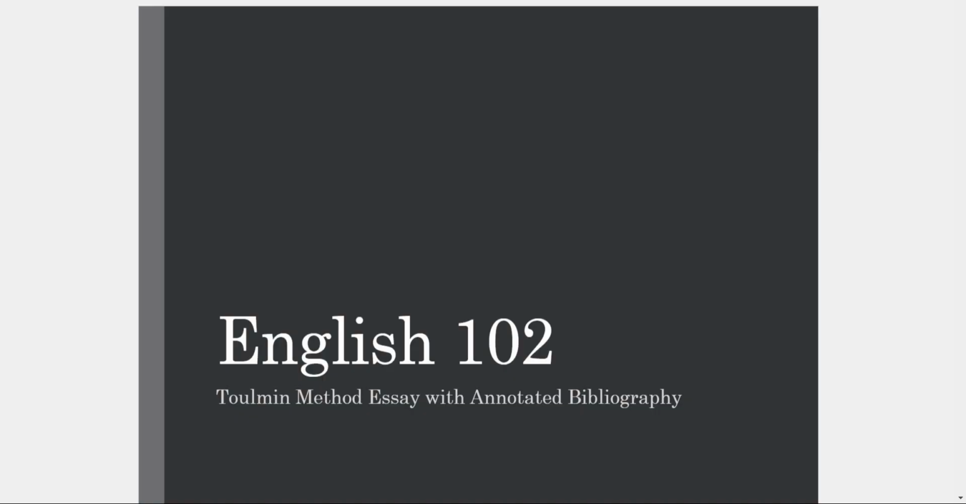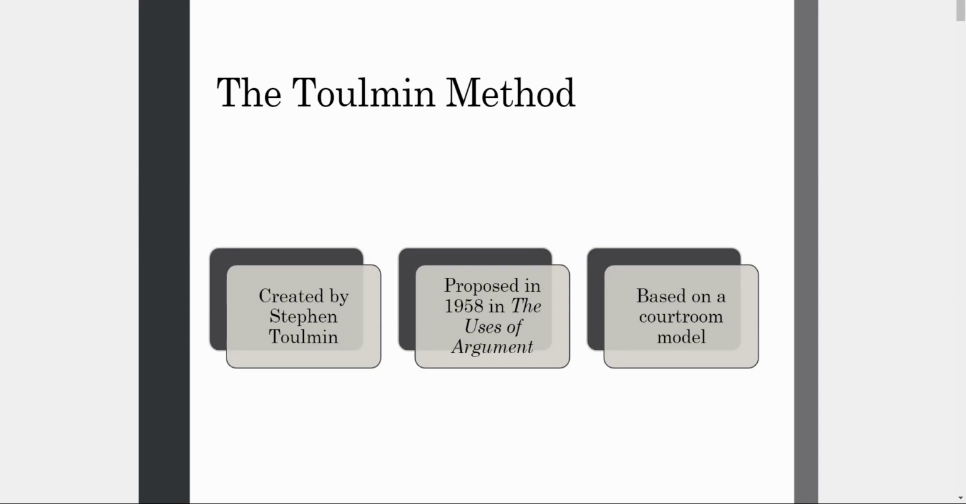Let's begin our discussion of the method. The Toulmin method was created by Stephen Toulmin. It was proposed in 1958 in the Uses of Argument textbook. It is based on a courtroom model. It was also created for students like all of you in a class like this. The goal of this method is to help students think about argument and to think about persuasion and to think about convincing a specific audience.